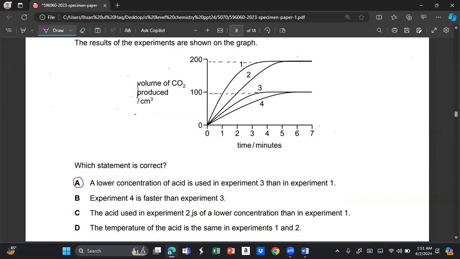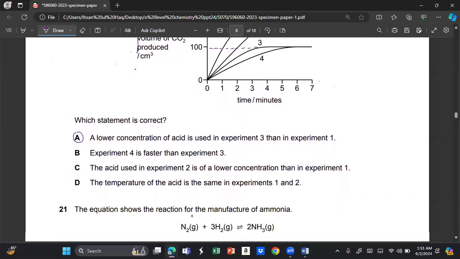Experiment 4 is faster than experiment 3. No, its gradient is not steep. The acid used in experiment 2 is of lower concentration than in experiment 1. The acid used in experiment 2 is of high concentration, okay? Option 4, the temperature of the acid is the same in experiment 1 and 2. No, in experiment 1, the temperature was higher because of the steeper gradient.